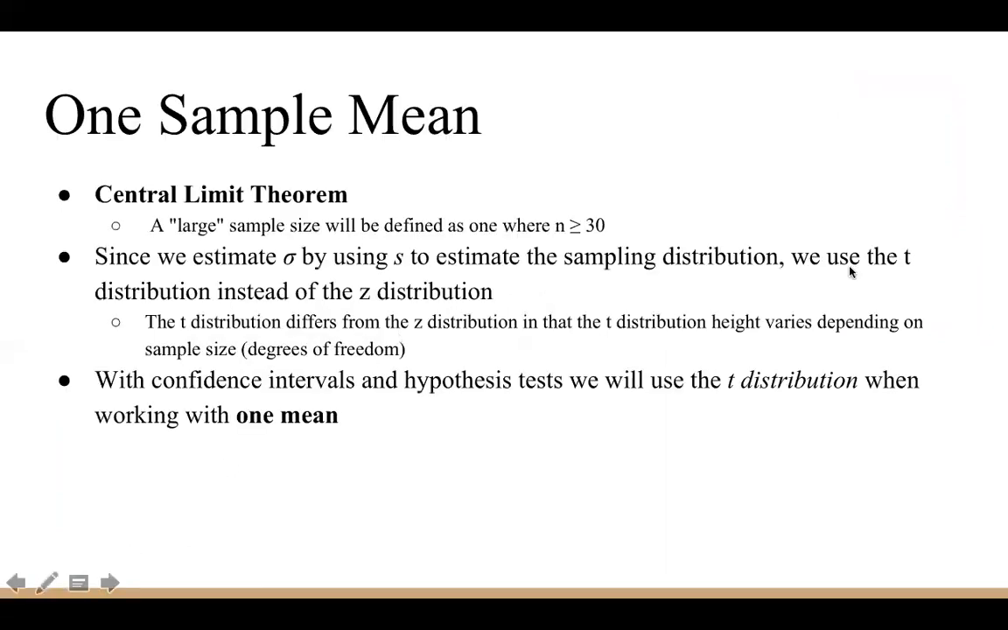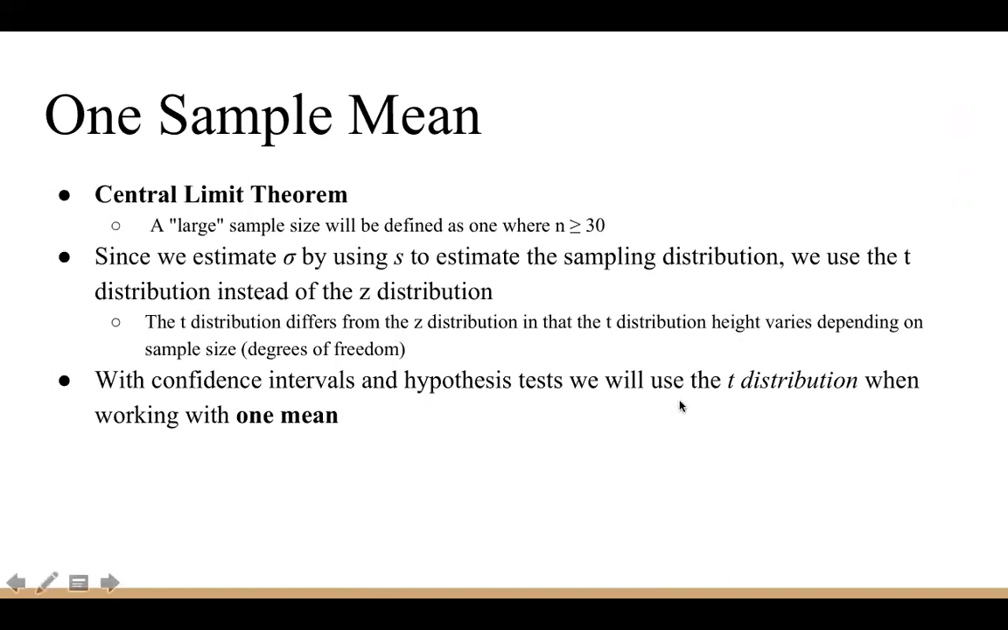And then you can state a real world conclusion at the end. Okay, so moving on to one sample mean here. You remember the central limit theorem I just talked about at the beginning of the presentation. It's just stating that as your sample size increases, the more normal it will be. And here in this case, for one sample mean, a large sample size is defined as one where your sample size is greater than or equal to 30.